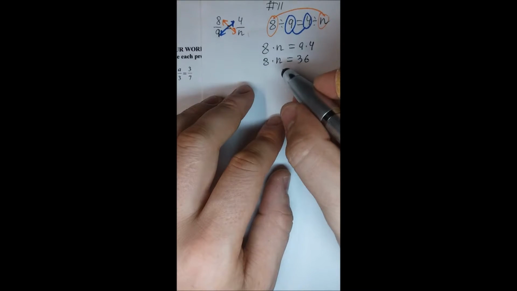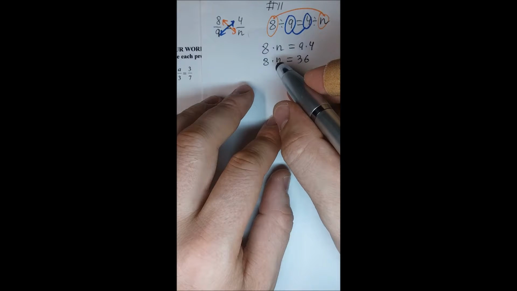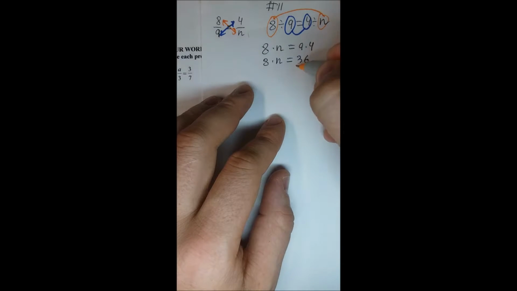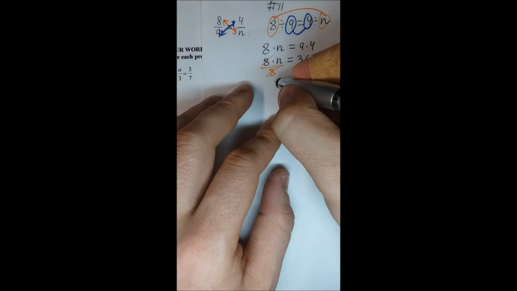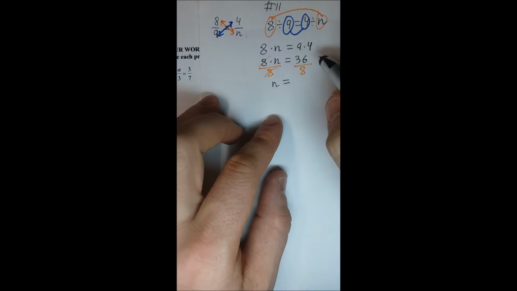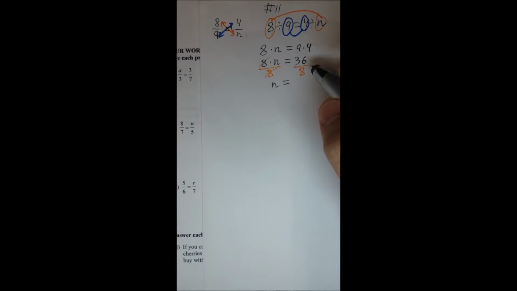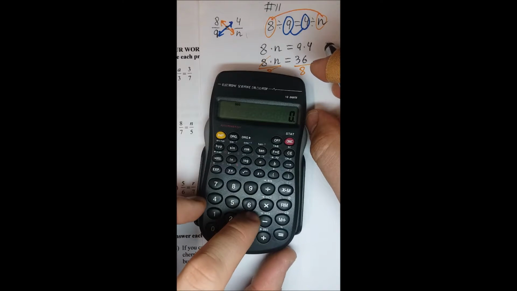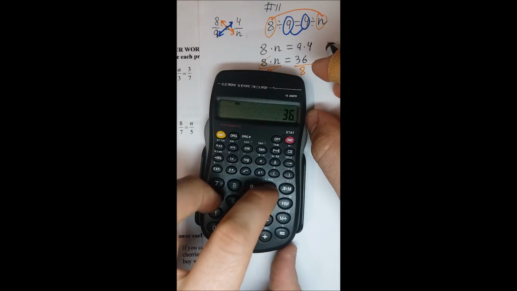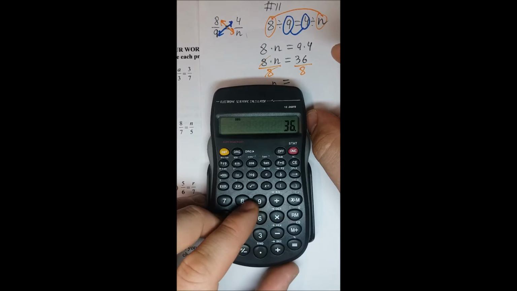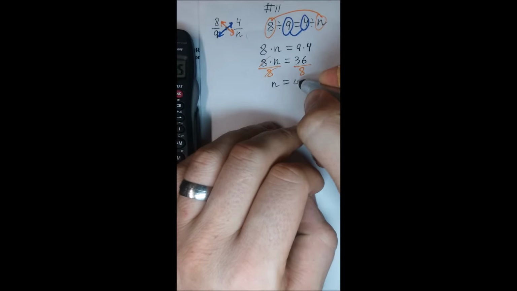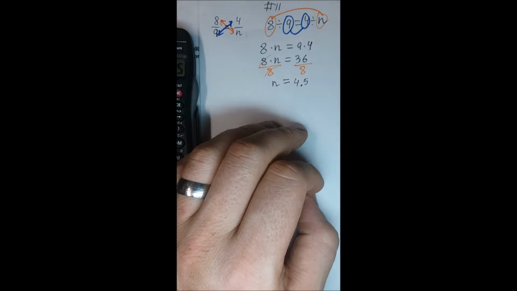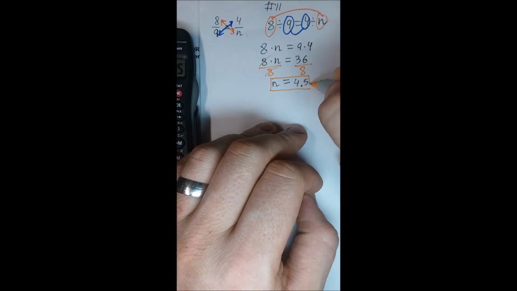So now, what times 8 equals 36? Well, I don't know that, so I'm going to go ahead and get rid of 8 on each side. So on this side, the 8s are gone, leaving just n by itself. n equals 36 divided by 8. Again, let's use a calculator. 36 divided by 8 equals 4.5. n equals 4.5, and that's the end result.